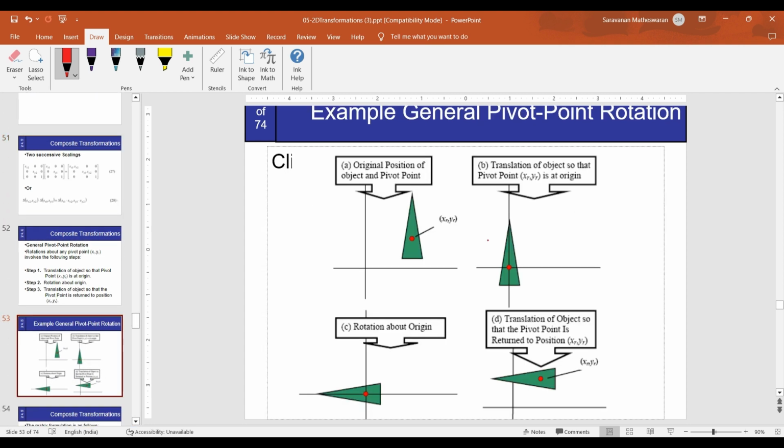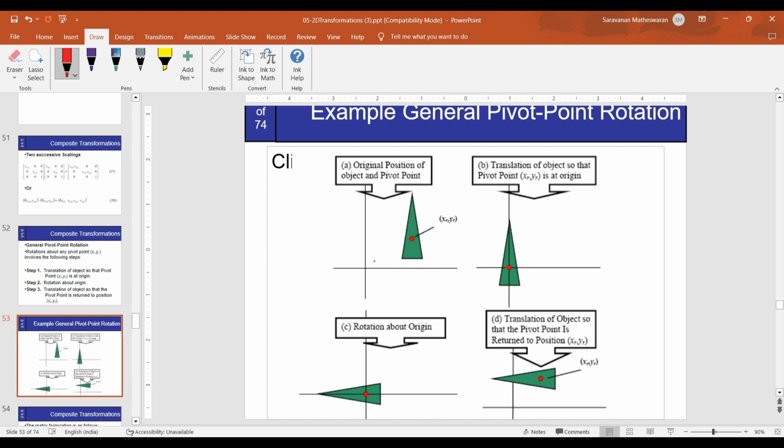Now some examples for that. First of all, go to the original position. When I want to move the object, first of all, I need to come to this. The original position means each and every object has a center point. So the center point comes here. Then I have to rotate by the angle. After rotating the angle, you want to perform the reverse position.